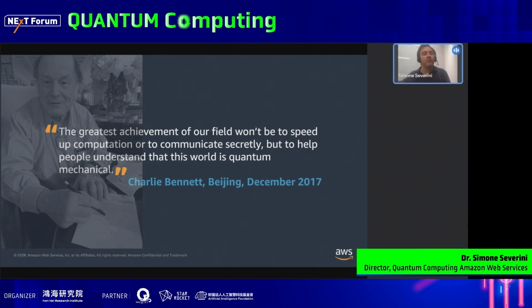During this talk, he said the following phrase: "The greatest achievement of our field, which is quantum information and computation, won't be to speed up computation or to communicate secretly, but to help people understand that this world is quantum mechanical." And I like this sentence because it really gives the feeling that the deepest, most impactful innovation comes from a deeper understanding of nature, right? And possibly the innovation that one day will be enabled by quantum computers in the future is beyond what we can imagine now. Thank you all for your attention, and thank you for your time.